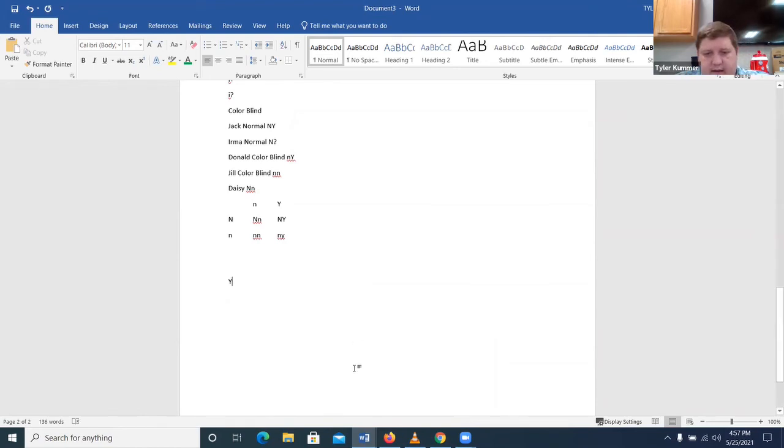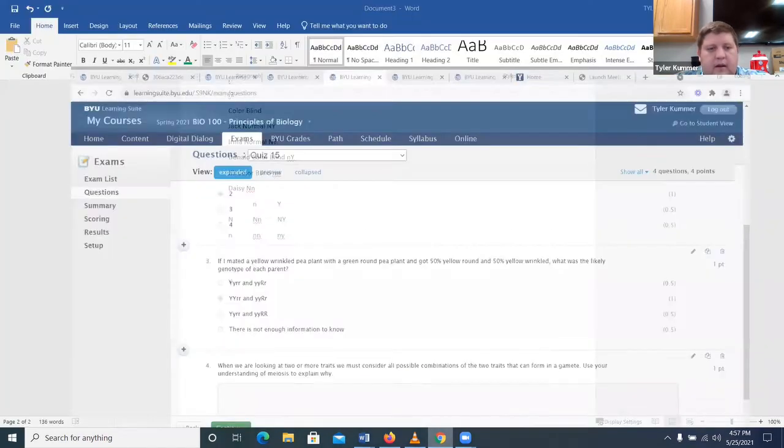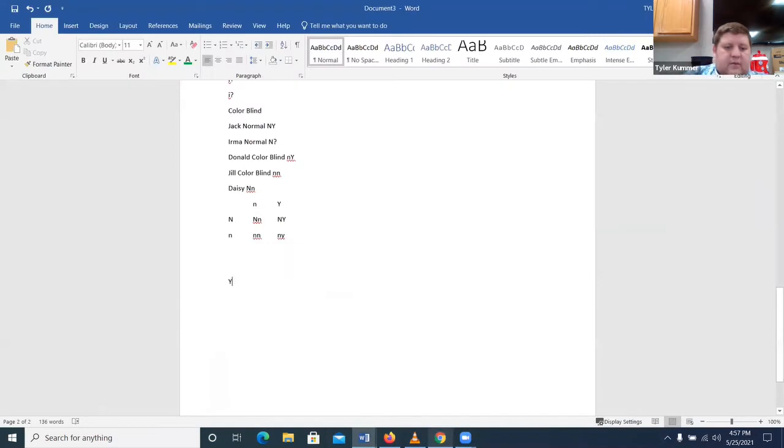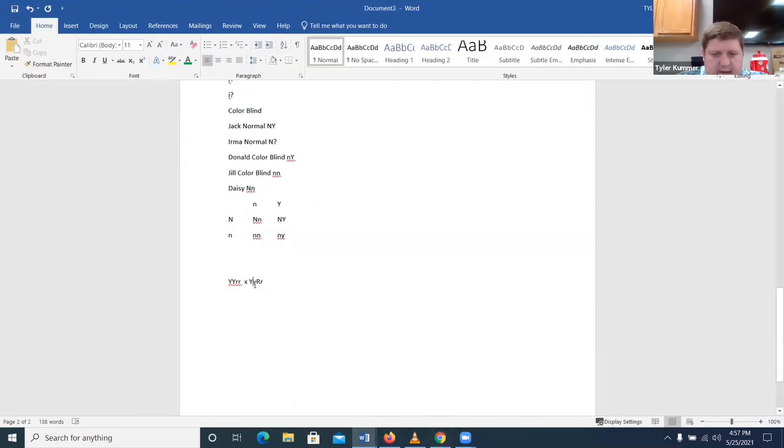We had, okay, yellow round and yellow wrinkled is what we end up with. The only way that's going to work is if this is the cross we are doing. Or sorry, that one's going to be this. Of the options we have there.